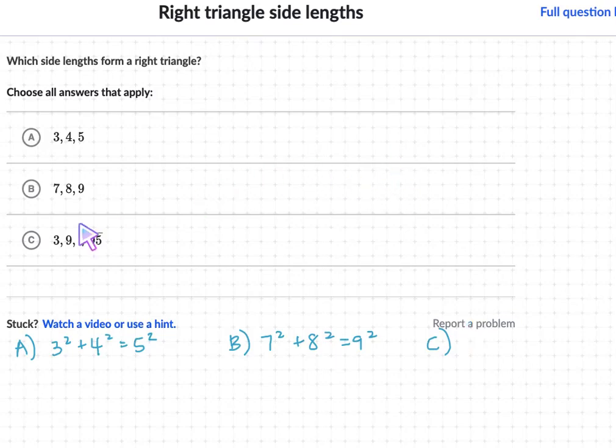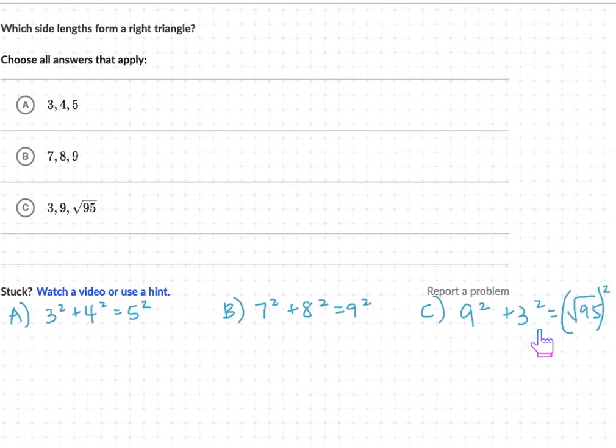And then remember, you can switch up a and b. I don't have to put 3 squared plus 9 squared. I could put 9 squared plus 3 squared equals square root of 95 squared. Okay, these two can be mixed up, but the hypotenuse has to be the longest side. Go ahead and pause the video and try them on your own. See which one works.